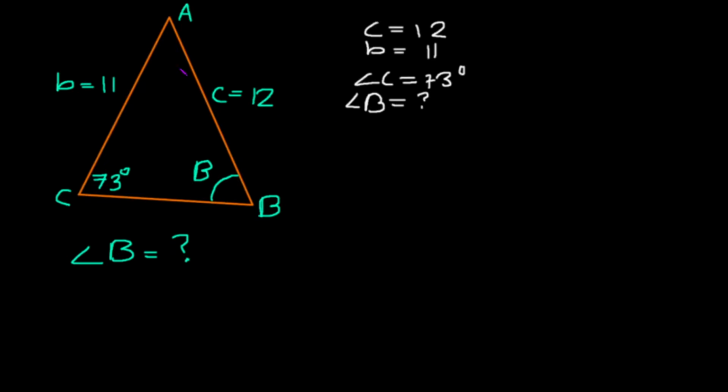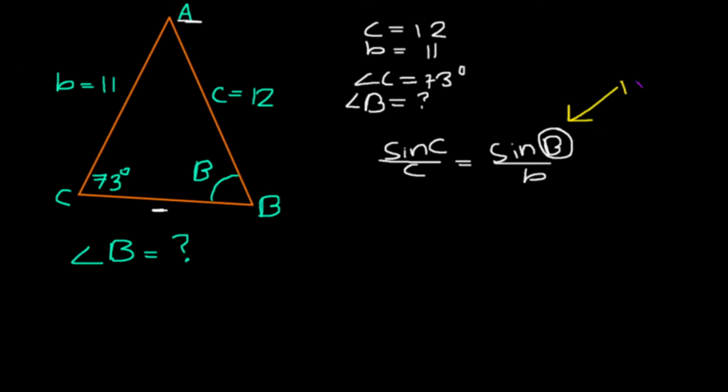As for sine A, we don't have an A value right here, and we don't have an A value right here. So let's use the sine of C, which is 73 degrees, and over the other side, which is the side of C, which is 12. Actually, first, what I should do is put it like this. Sine C over C is equal to sine B over B. So what we're trying to do is find the angle B right here. That is what we're trying to find. We're trying to isolate this.